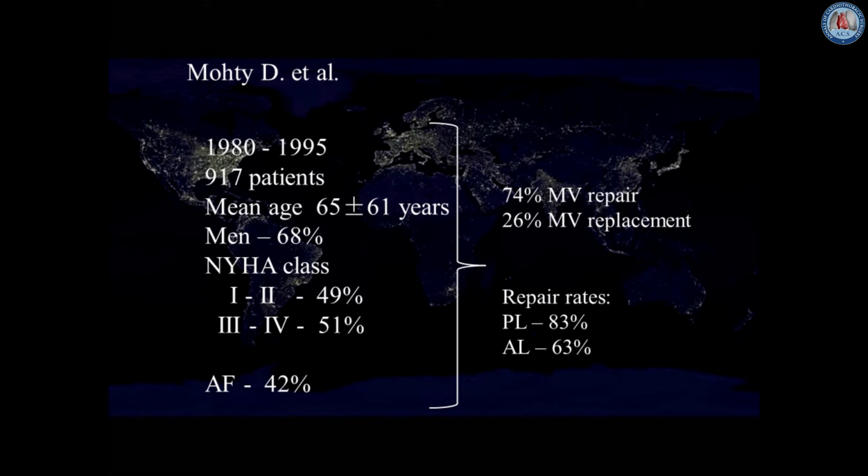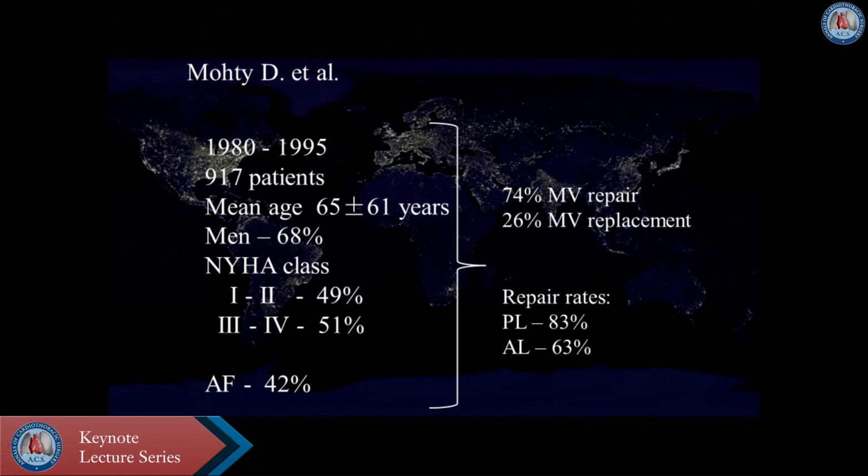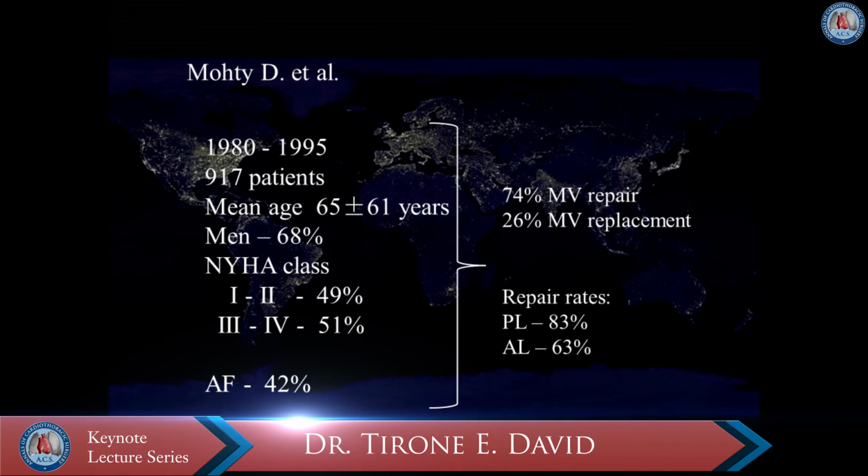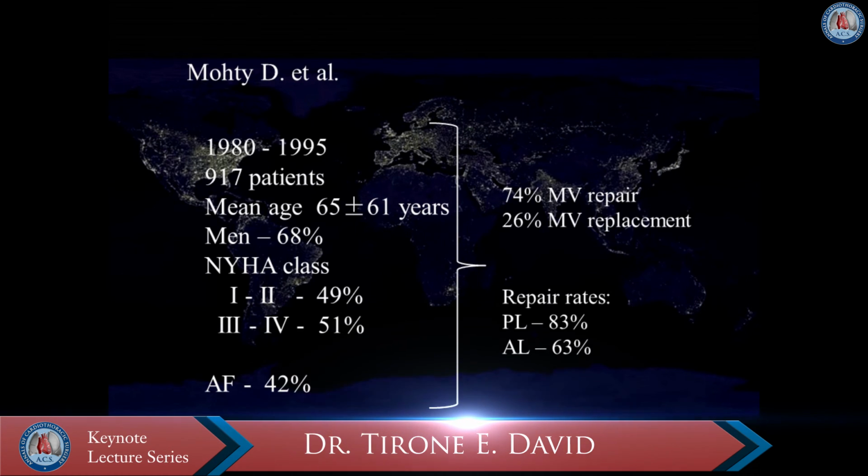They are much older than in the previous series, and like in our practice, about half and half as far as symptoms are concerned. Half the patients had mild symptoms or no symptoms, and the other half quite advanced. 42% had atrial fibrillation. Repair was accomplished in 74% of the patients. Higher if the pathology was posterior leaflet than in anterior leaflet.